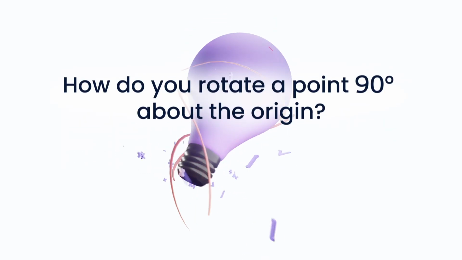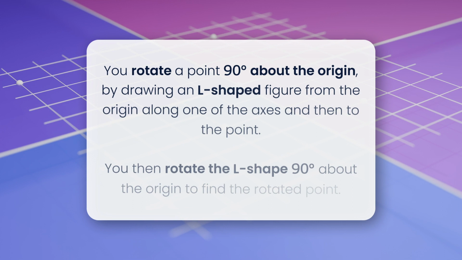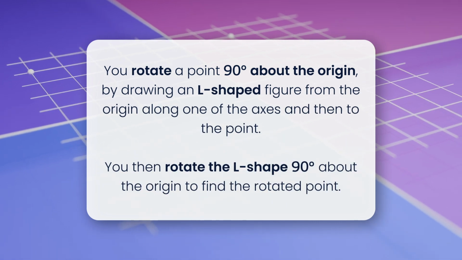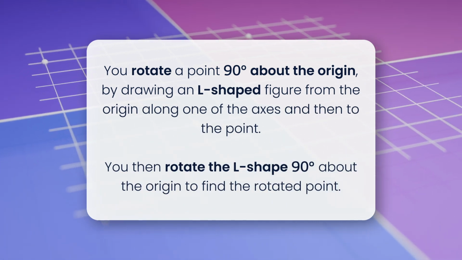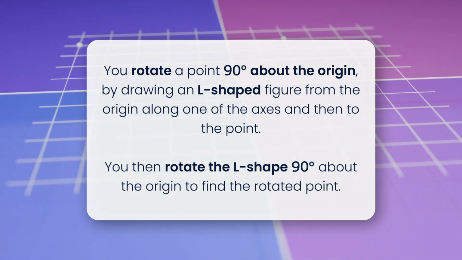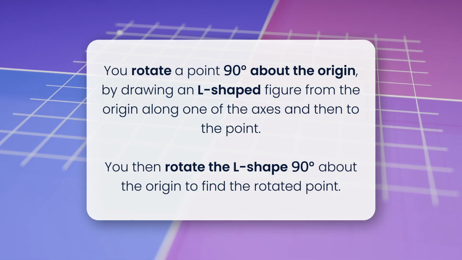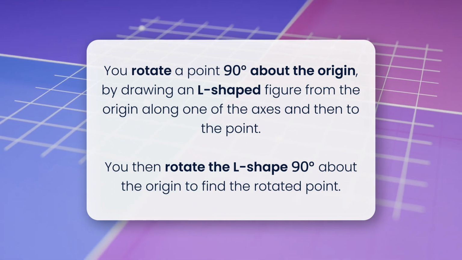How do you rotate a point 90 degrees about the origin? You rotate a point 90 degrees about the origin by drawing an L-shaped figure from the origin along one of the axes and then to the point. You then rotate the L-shape 90 degrees about the origin to find the rotated point. Let's look at an example.